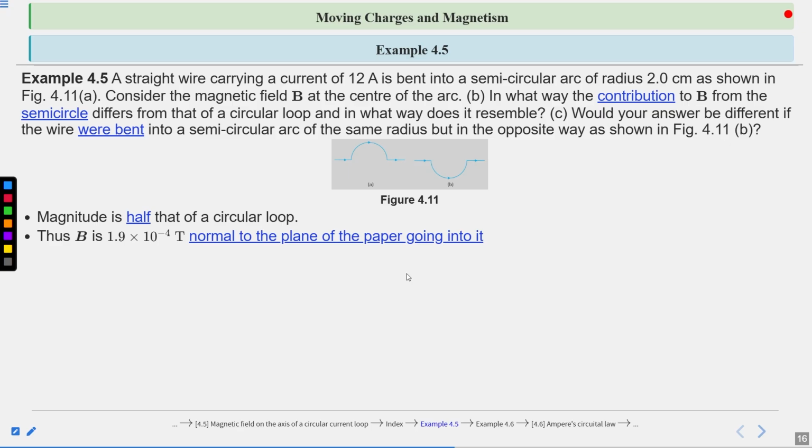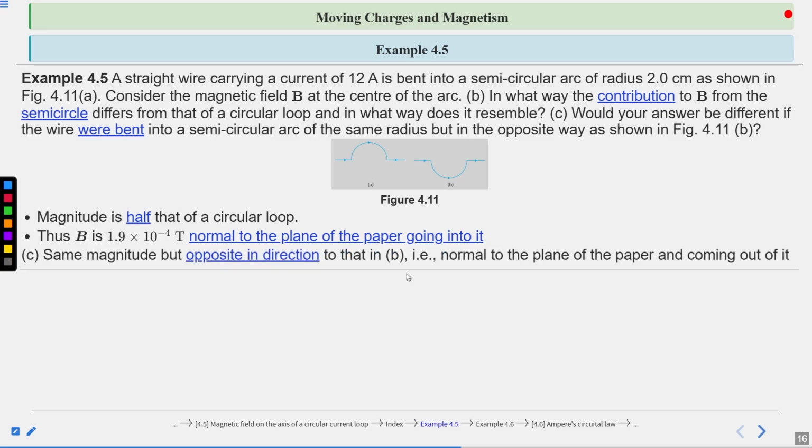Okay, so we have found the magnetic field by using the formula mu naught I upon 2r, that is for a circular loop. Current is given, radius is given, and by putting the values you can find the magnetic field due to the circular loop at its center. Due to this semicircular loop, the magnitude will be half of that found value. So B is 1.9 into 10 to the power minus 4 Tesla. For the complete circular loop, it will be 3.8 into 10 to the power minus 4 Tesla, and the direction is normal to the plane of the paper going into it.